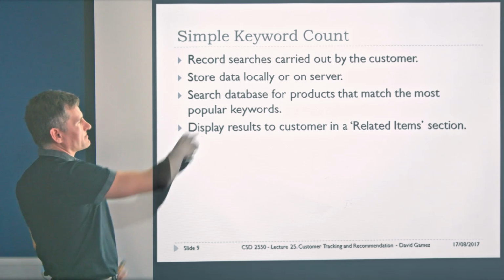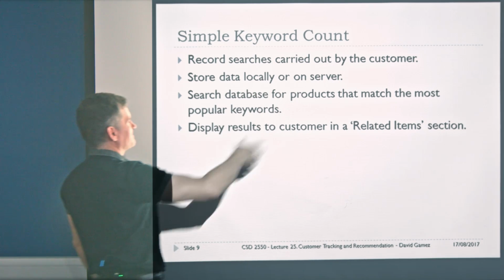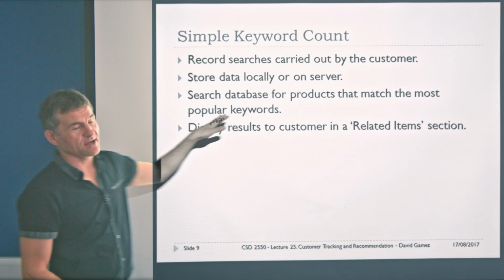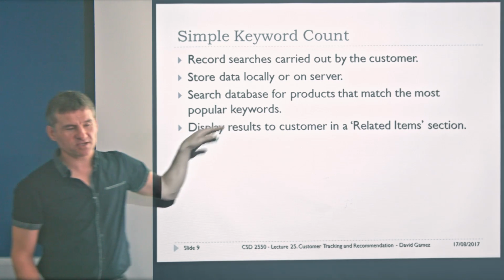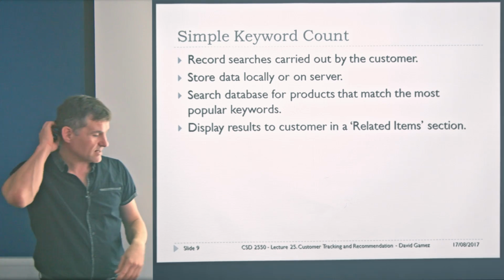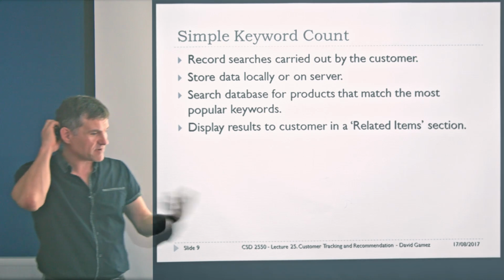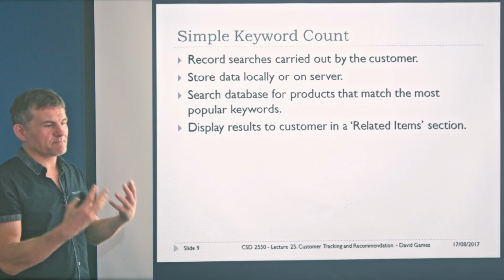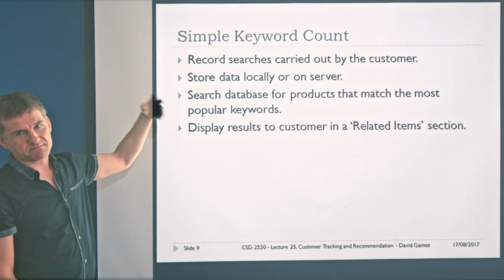And then the idea is that we'd search the database of products that match the most popular keywords. So we're going to track the popular keywords that the customer searches for. So maybe they search for batteries, and then they search for mugs, and then they search for batteries again. So if they're looking a lot at battery products, we want to recommend them battery products, right?